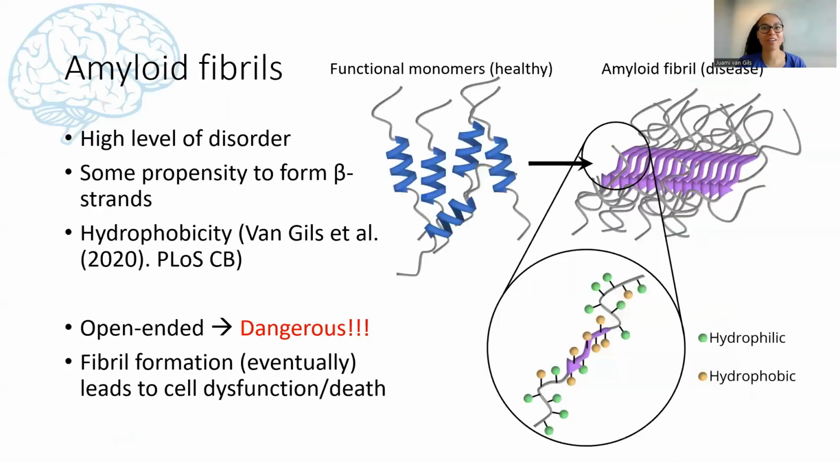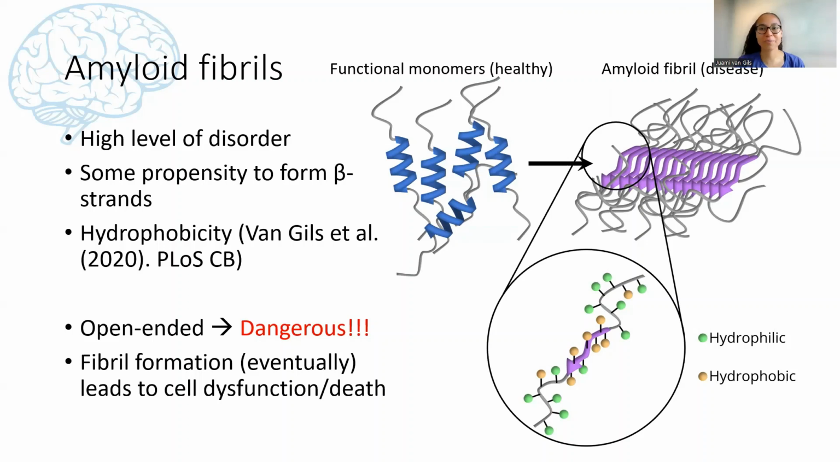Amyloid fibrils are protein aggregates that aggregate very specifically into a beta-stranded form, as you can see here on the right. And typically proteins that aggregate into amyloid fibrils have a relatively high level of disorder and some propensity to form these beta strands. Now, these amyloid fibrils are found in many different brain diseases, such as Alzheimer's, Parkinson, Huntington, and they are thought to be associated with the disease.